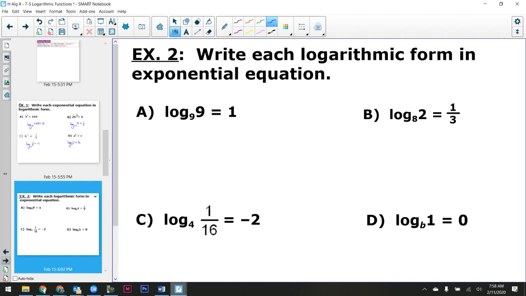Flip it. Do the other way around now. Again, gotta crawl before we can walk. Take it from logarithmic into exponential now. Got to learn the language a little bit.